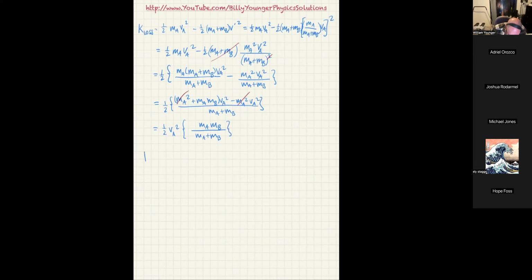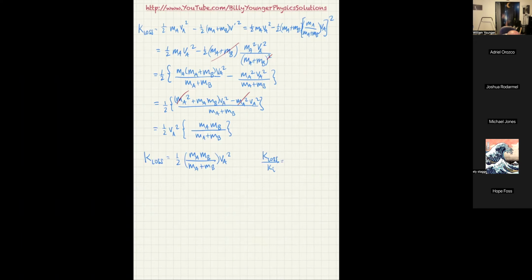So what we see is K loss is equal to 1/2 MA MB over MA plus MB times VA squared. And quite often we normally write it as K loss over K initial. So it's the fractional loss.